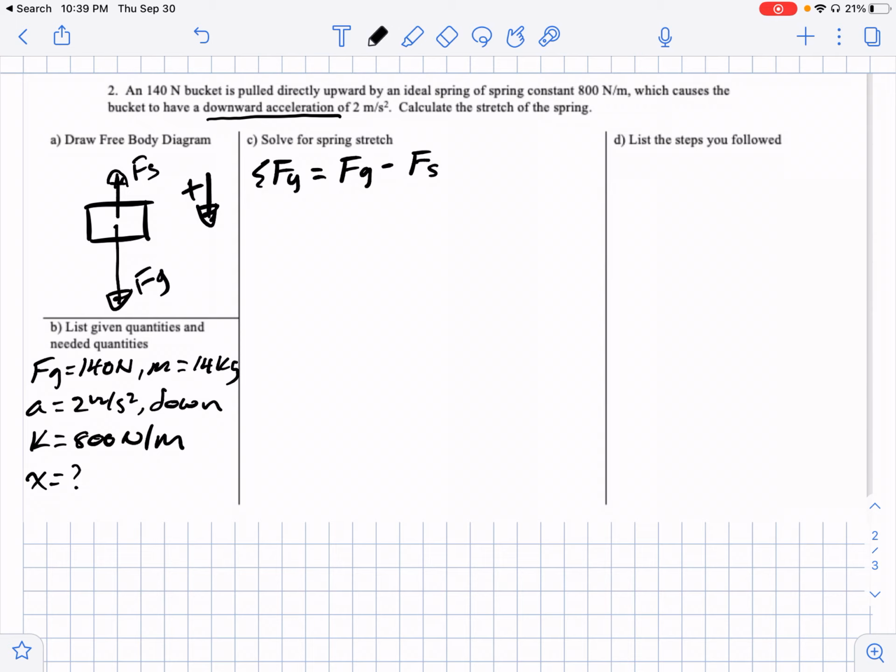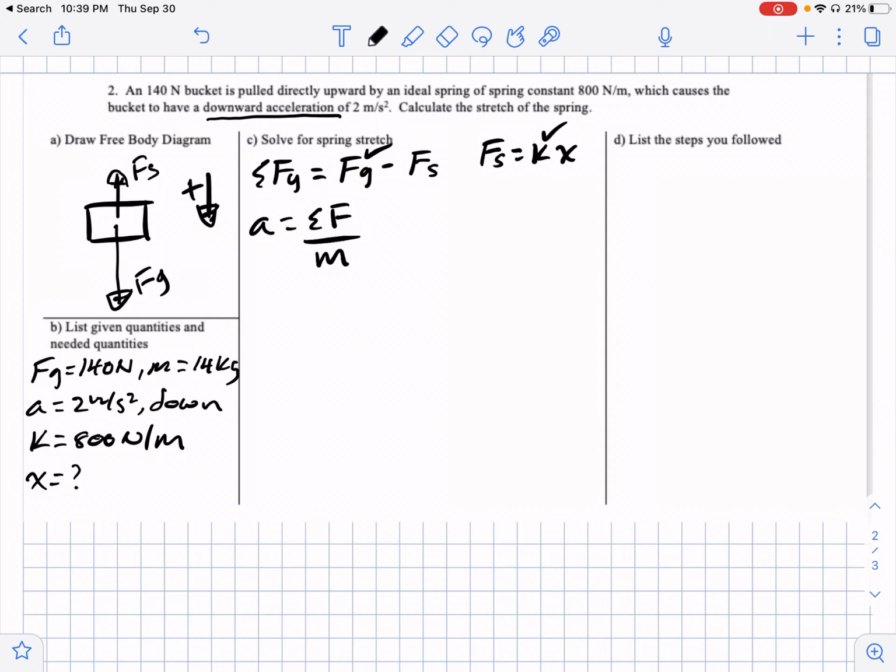And so from here we're asked to solve for this stretch. Okay, so thinking about how we can do that, we have Hooke's law, right? Force of spring is equal to kx. And this problem gave me my spring constant, but I don't have the force of the spring. Okay, so to figure out the force of the spring, looking at my net force equation, I have Fg, but I don't have the net force. So how can we find the net force? Newton's second law. Okay, Newton's second law says that acceleration is equal to the net force divided by the mass.